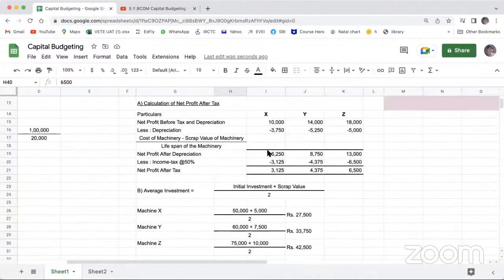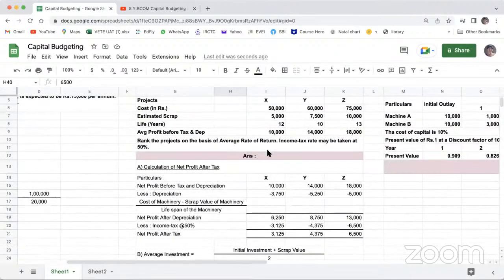Good. You want me to just go through it once? Questions will be asked like this only: find out ARR, find out payback period, find out NPV, find out discounted payback period. Okay, good. So if it is clear, then we can move to the next 20 marks. The question will be for 20 marks. Okay?